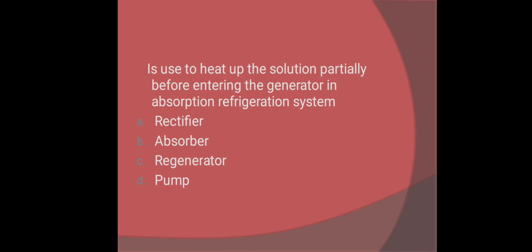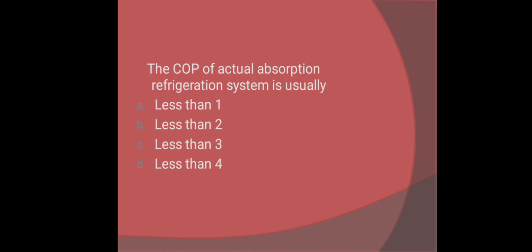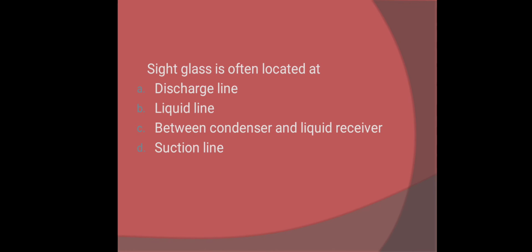Next, is used to heat up the solution partially before entering the generator in absorption refrigeration system. Sagot natin dyan ay regenerator, letter C. Next, the COP of actual absorption refrigeration system is usually blank. Sagot dyan ay less than 1. Letter A. Next, sight glass is often located at liquid line. Letter B.